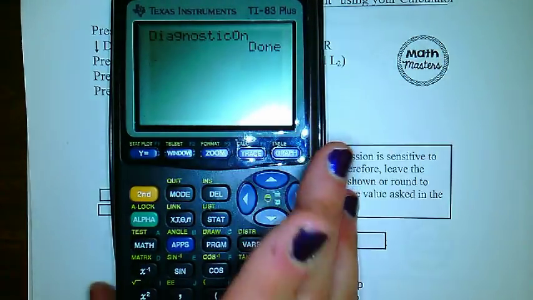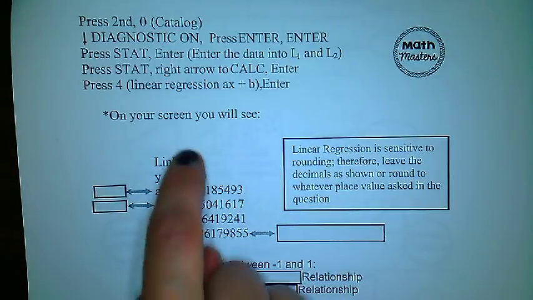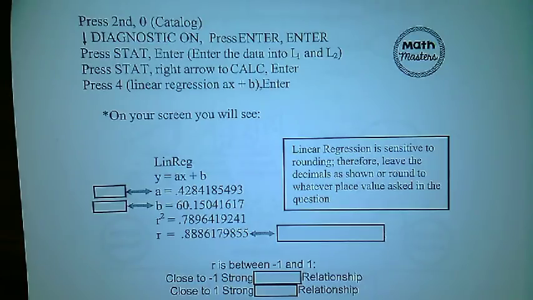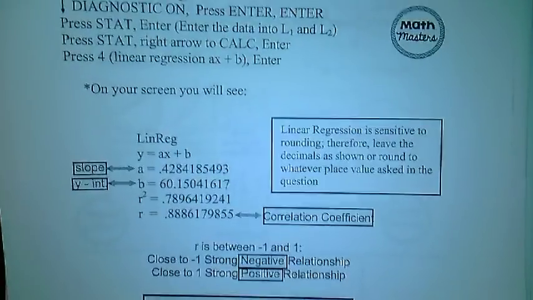Basically now what's going to happen, and I kind of talked about this already, is that when you do your linear regression, it's going to come up with a few more things. You're going to have your A and your B. Remember that A means slope, the B means y-intercept. Actually, I'm just going to have it already typed up. I'm going to put that up for you guys so it's a little bit easier to see.